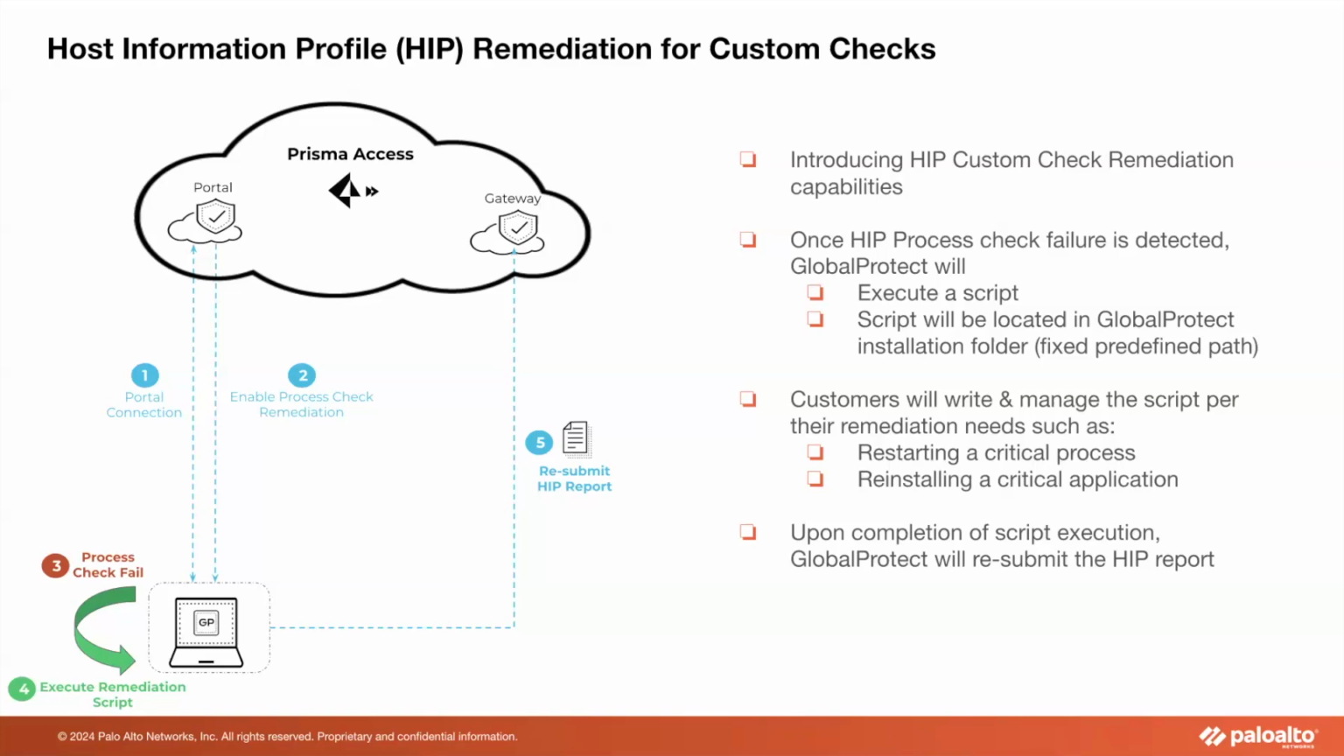After the timeout, the GlobalProtect app will resubmit the HIP report, and the end user's system will be remediated of the HIP check issue that they are observing. So the customers will write and manage the script as per their remediation needs. And then the whole remediation process will kick in, and GlobalProtect will resubmit the HIP report, and the users can connect back to the network post the remediation has been taken care of via this process.